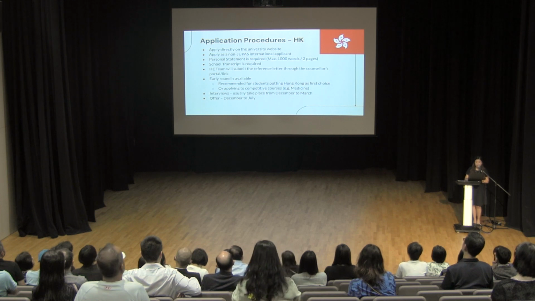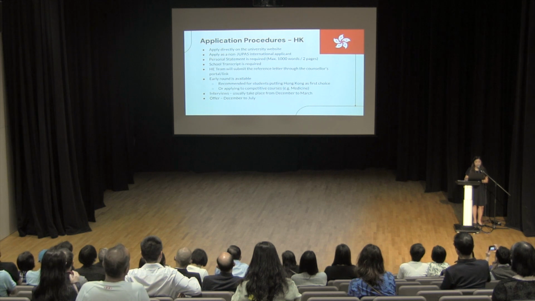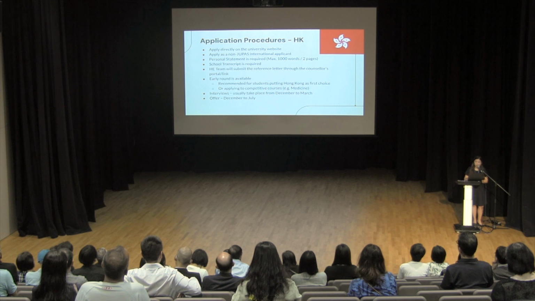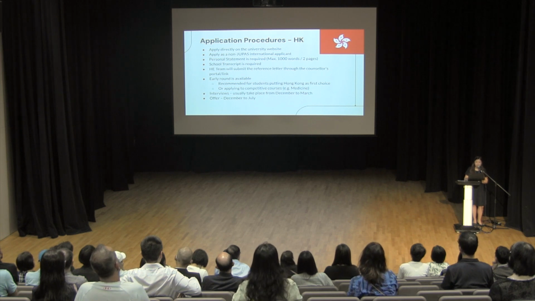So for Hong Kong, they do not have an official platform to make the applications. Students will apply directly on the university website, and they will apply as a non-JUPAS international applicant. A personal statement is also required, but there is more flexibility in terms of word count. The maximum that we have seen is 1,000 words, or they say just submit 2 pages of personal statement. They will also need to submit the school transcript, which will be prepared by us, and we will also submit the reference letter through the council portal or link. So the university will contact us directly for all the references and school transcript if they didn't get them from the student.